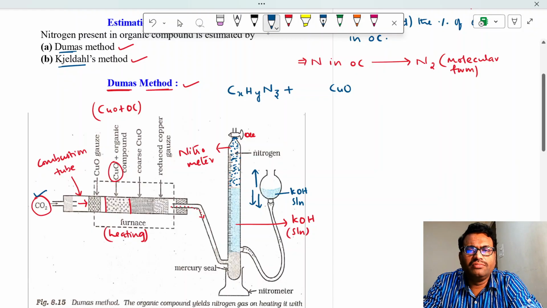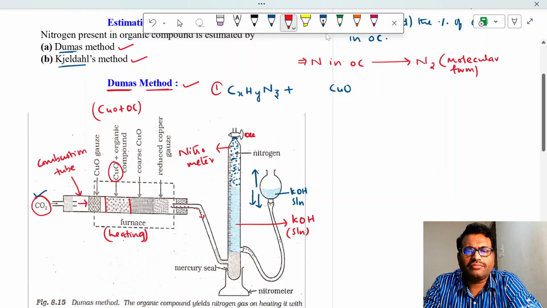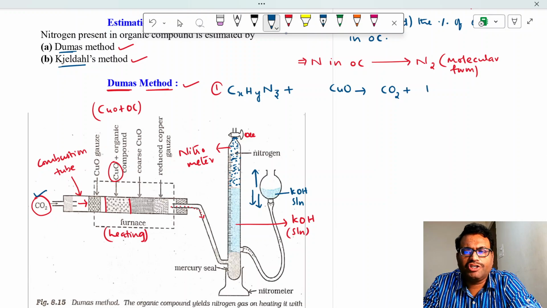1 mole. When it is reacting, what are the products formed? CO2 is formed, H2O is formed, N2 is formed, and Cu, copper is formed. Copper will be formed.